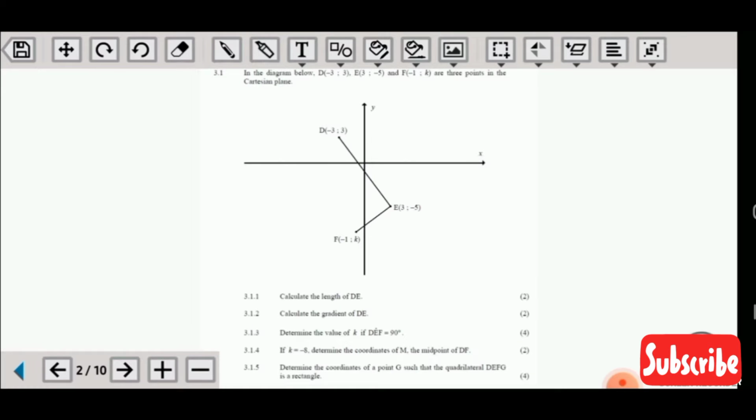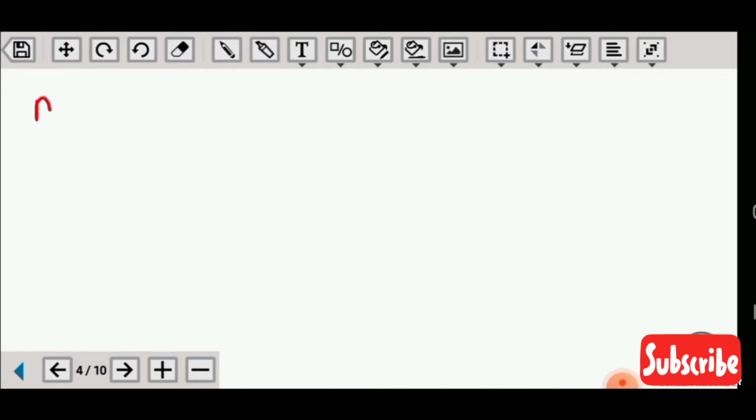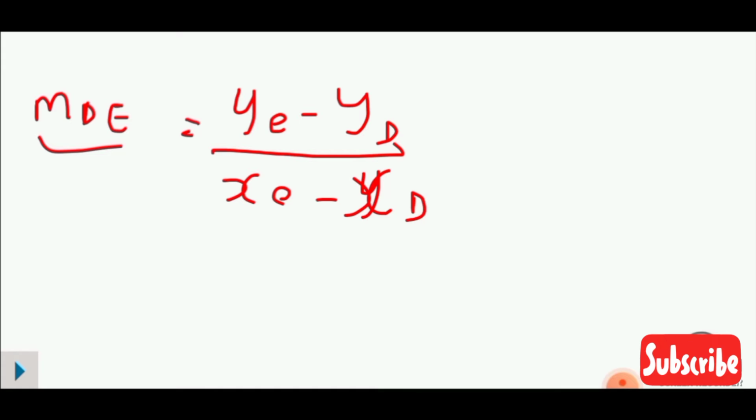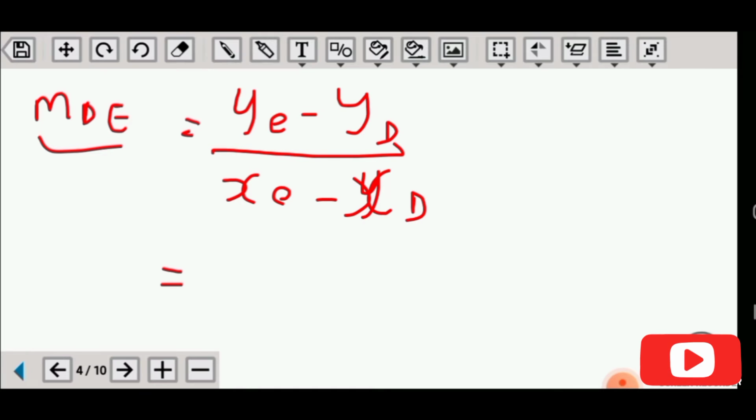Question 3.1.2 says calculate the gradient of DE. Here we need to use the gradient formula and also just substitute the numbers into the formula. The gradient formula goes as follows: M of DE, which is the gradient of DE, is equal to YE minus YD, all divided by XE minus XD. So let's go substitute the numbers.